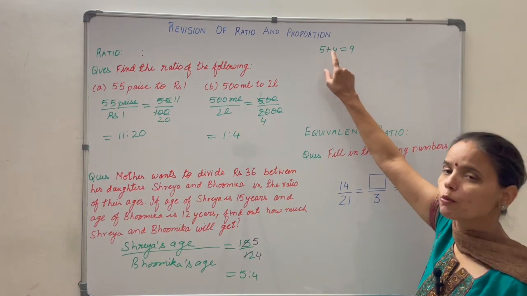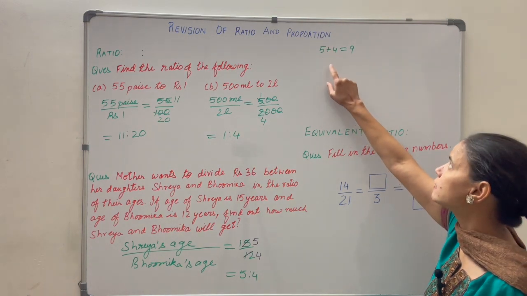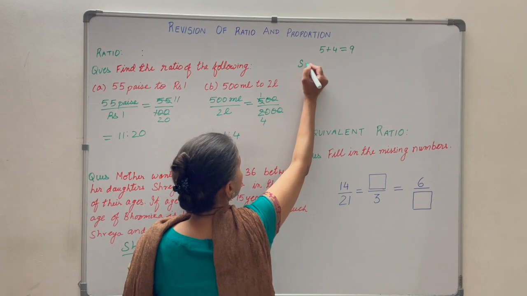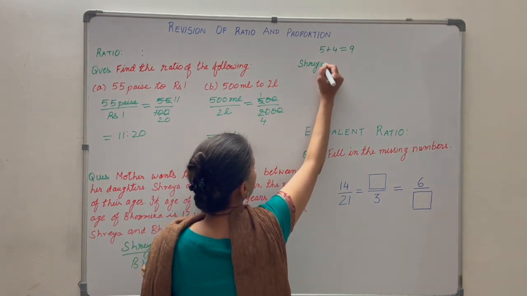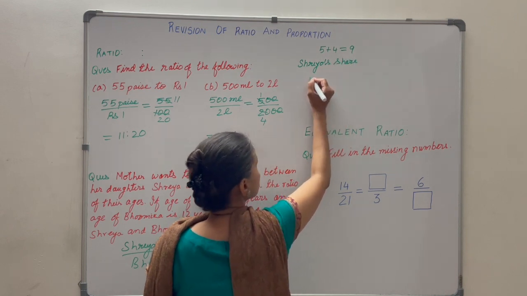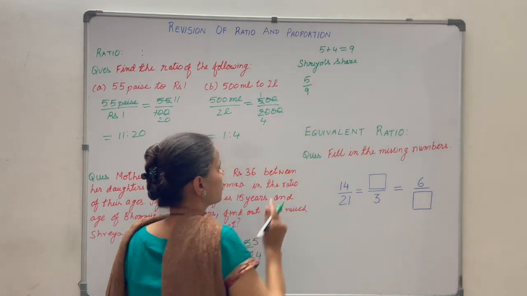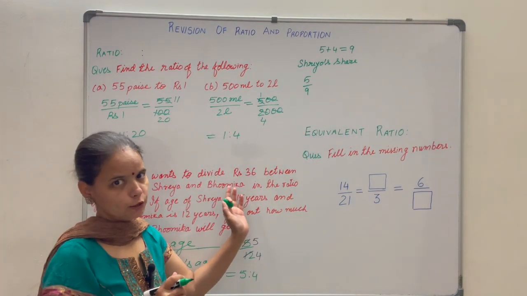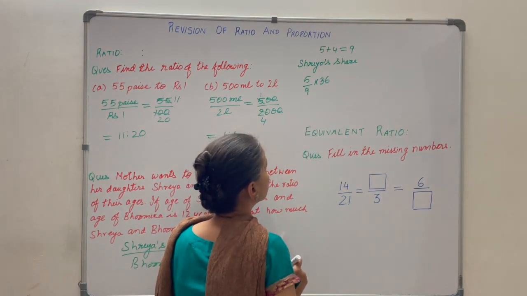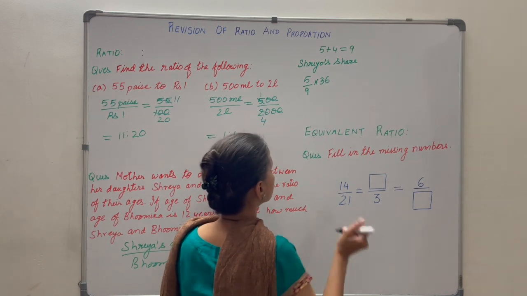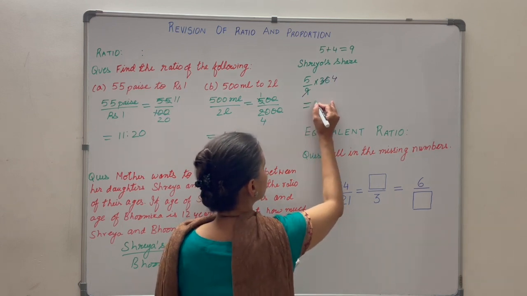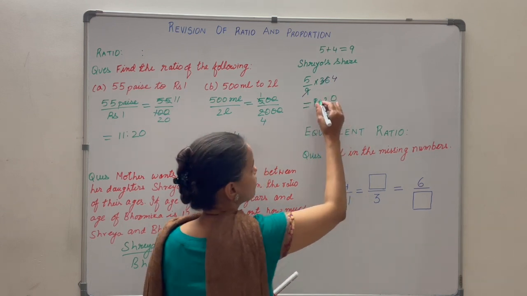That means how much is the share of Shreya? It is 5 out of 9. So let us write down Shreya's share. Shreya's share is 5 out of 9. But rupees 36 has to be divided. So that means into 36. So you can cancel 9 and 36. So you will get here 4. So 5 into 4 is 20. So rupees 20 Shreya will get.